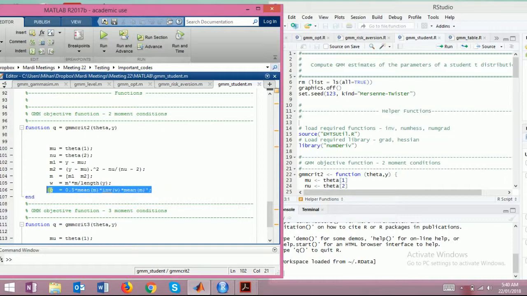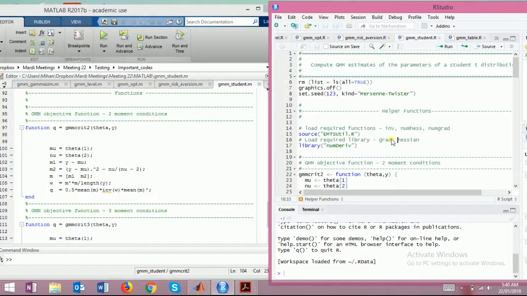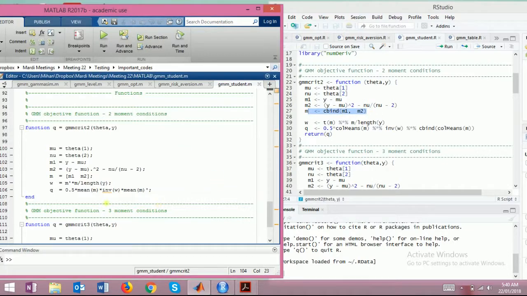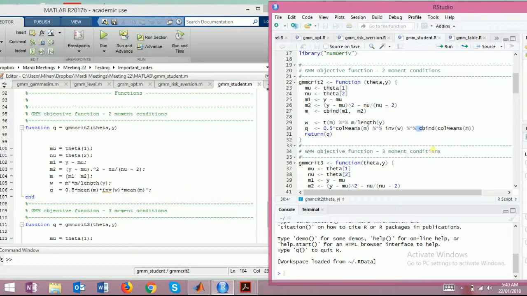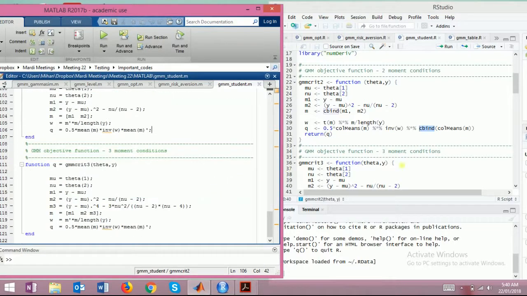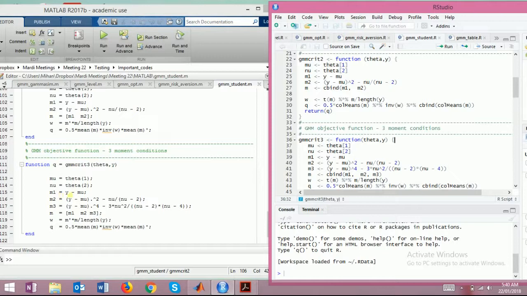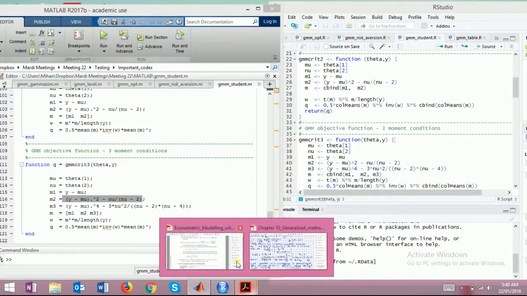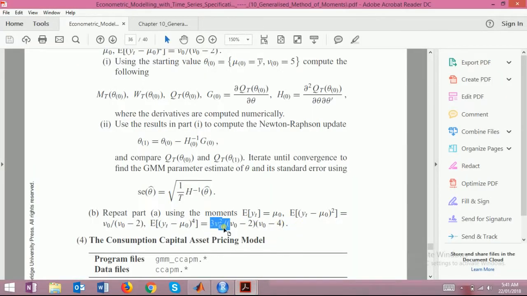We combine them into moment conditions, and we have our optimization function that we have to minimize. Same thing. So column bind m1, m2, and then take column means, and the final one is again column bind with the transpose. It is important to remember that we do column means in the equation, column bind in the equation. Then three moment conditions. Well, you have mu, nu. So up to this is okay. Then m3 is y minus mu to the power 4 minus 3 nu squared divided by nu minus 2 times nu minus 4. So this is the third moment condition.